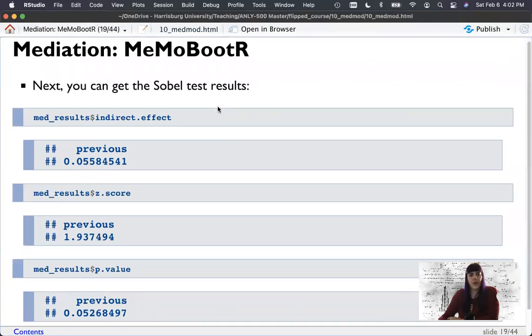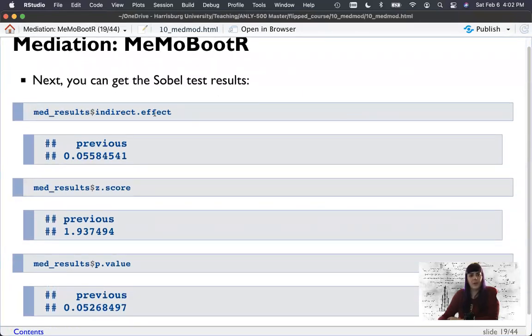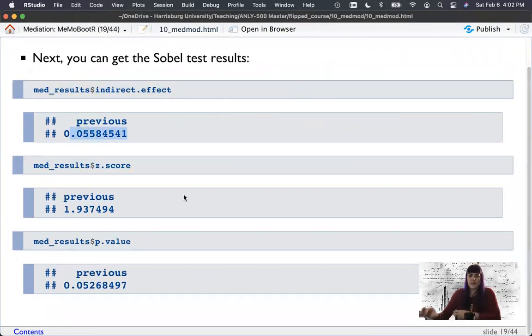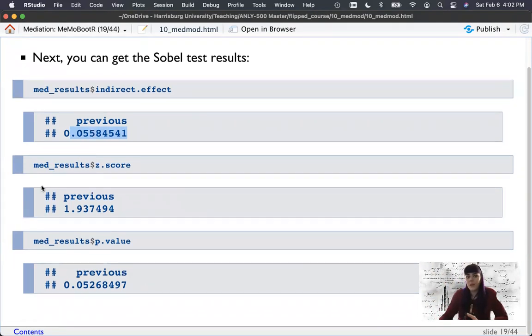Now the other things that we can grab are the Sobel test. So I can print out my indirect effect. This here is the actual score that you might report, the indirect effect, which is A times B, or C minus C prime. They're the same. So we went from 0.32 to 0.26. Mathematically that works out to 0.0558. You can see, so Bell, like we just calculated.